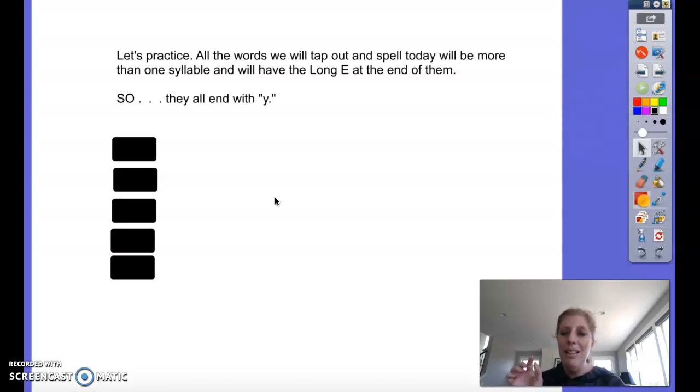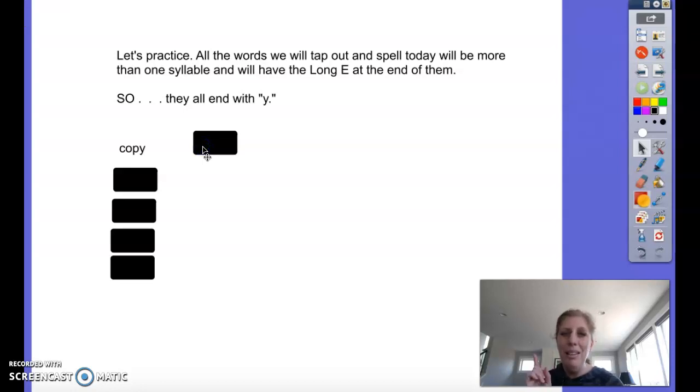Okay, the first word I want you to try to tap out is copy. So the first syllable is cop, k-op. And the second syllable is E spelled with a Y. So cop, C-O-P-Y, copy, C-O-P-Y.